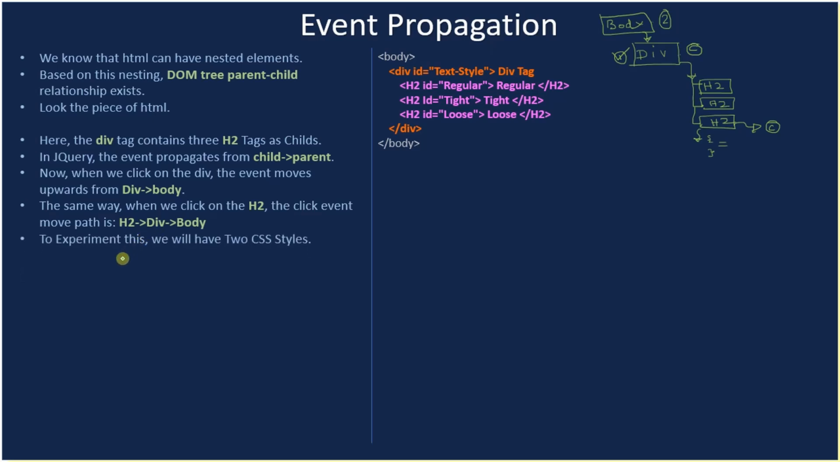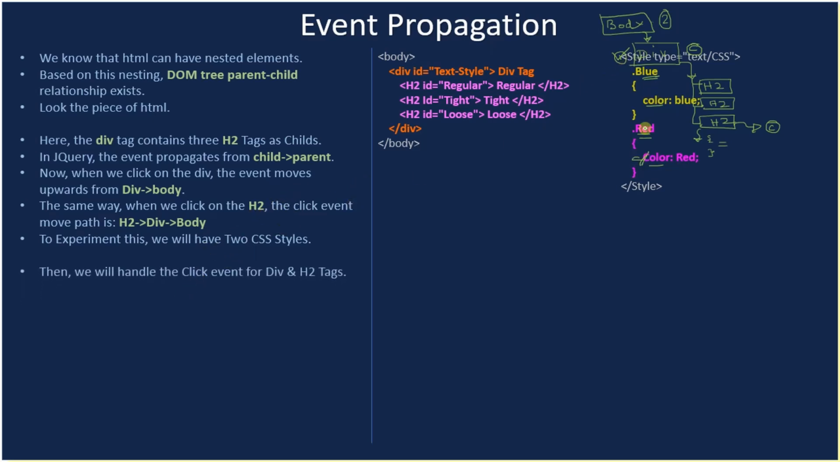To experiment with this, we will have 2 CSS styles. So here is our CSS style. One is a blue color style and another one is a red color style. When you apply this class attribute, the foreground color of the element changes to blue. Similarly, when you apply this red, the element color will change to red. That's the CSS attribute we are using, or CSS style color. This should be lowercase.